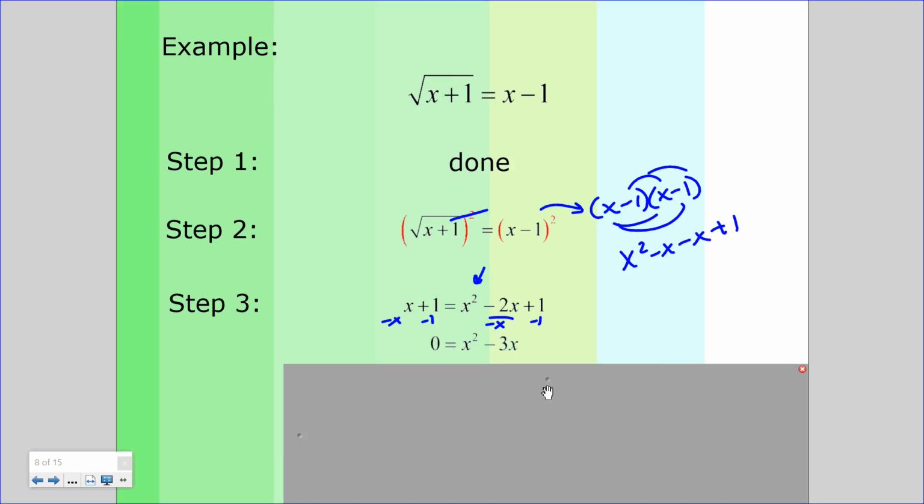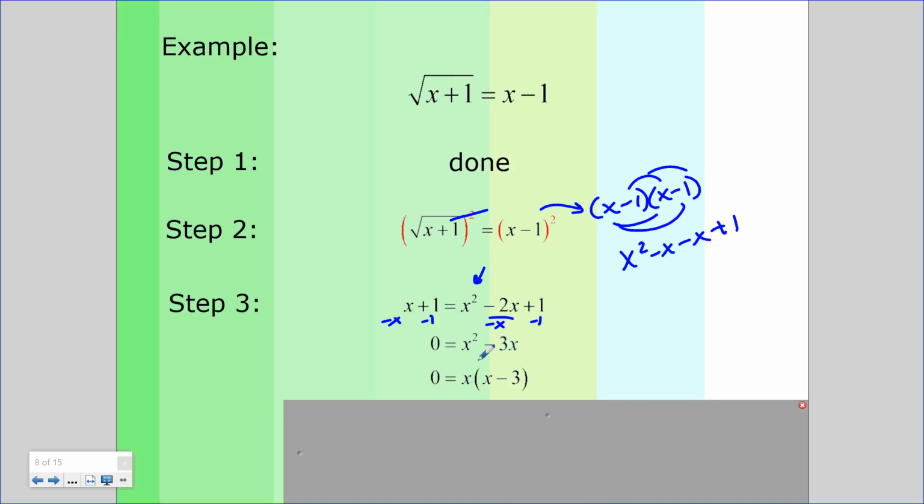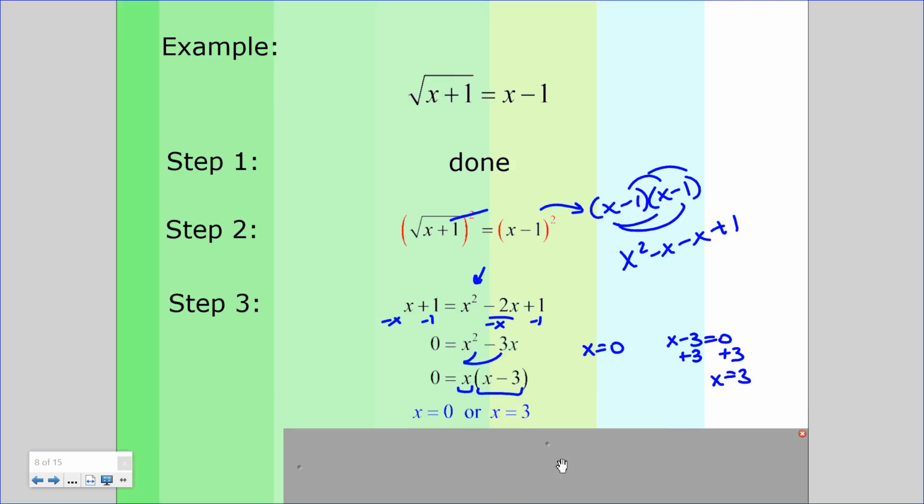To factor this one, it's a binomial, so we look for a GCF first, and there is a GCF of x that can come out of both terms. So we are left with x times x minus 3. So these are the two factors that we have, and now we take each one and set each one equal to 0 to solve for x. So x equals either 0 or 3. And at this point, you now need to check both solutions.